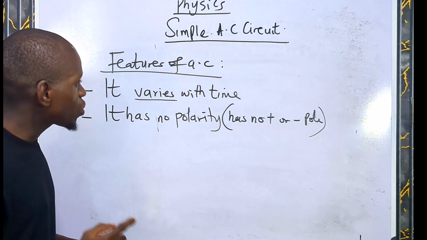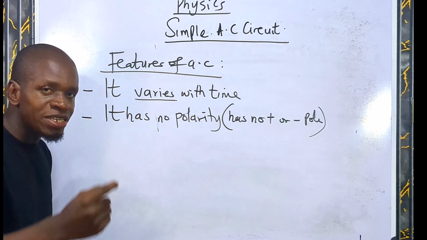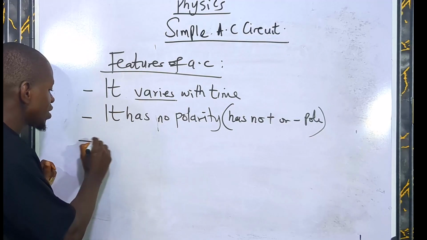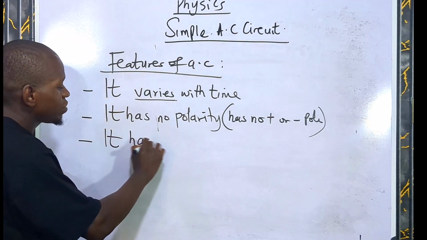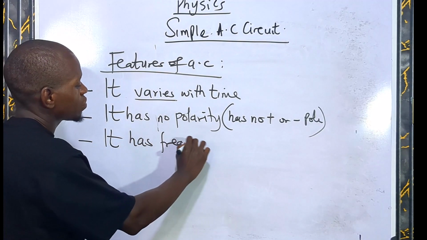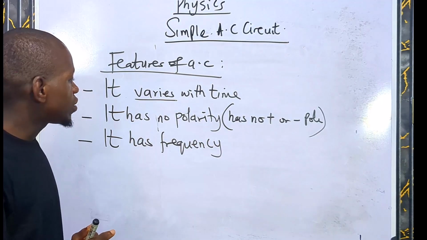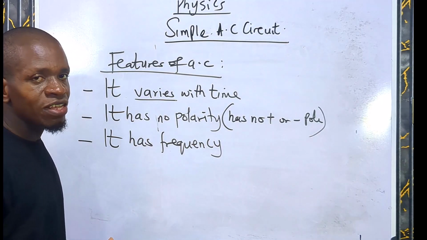Then another feature of alternating current that you are expected to know is that it has frequency. Alternating current has what we call frequency.